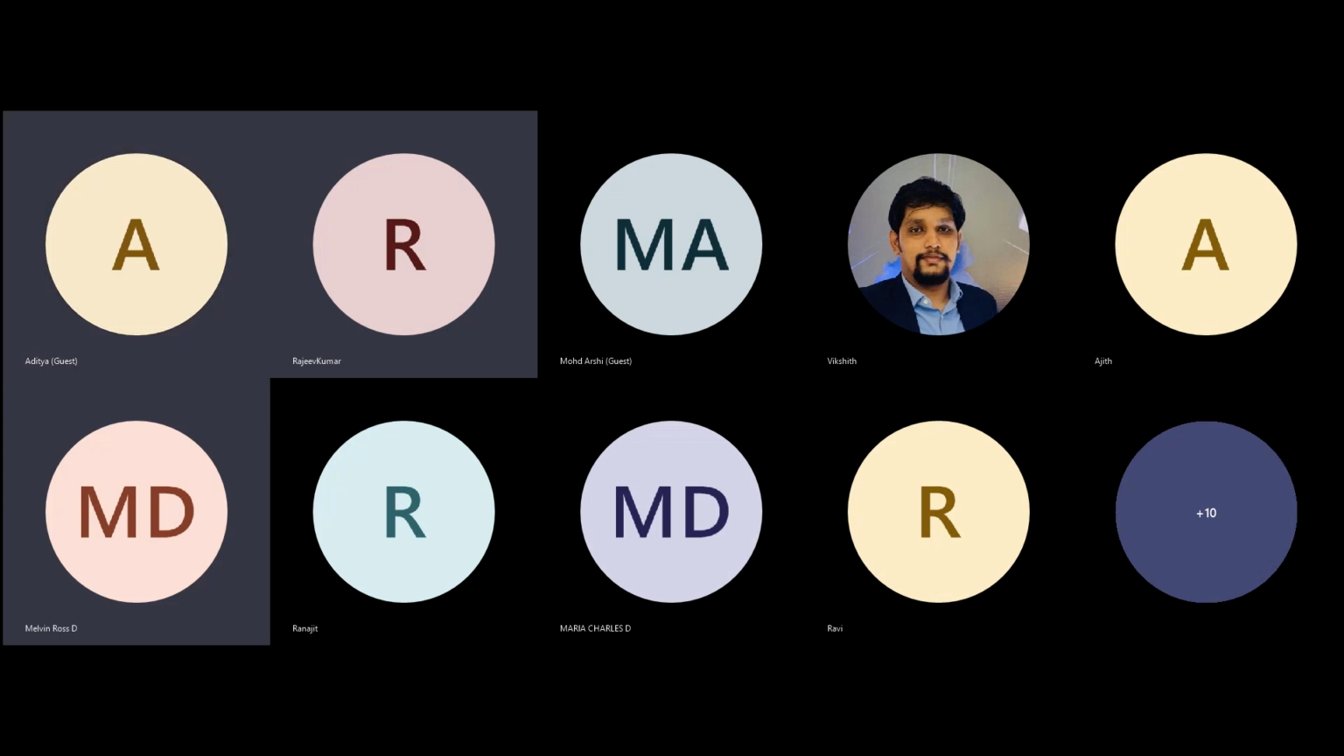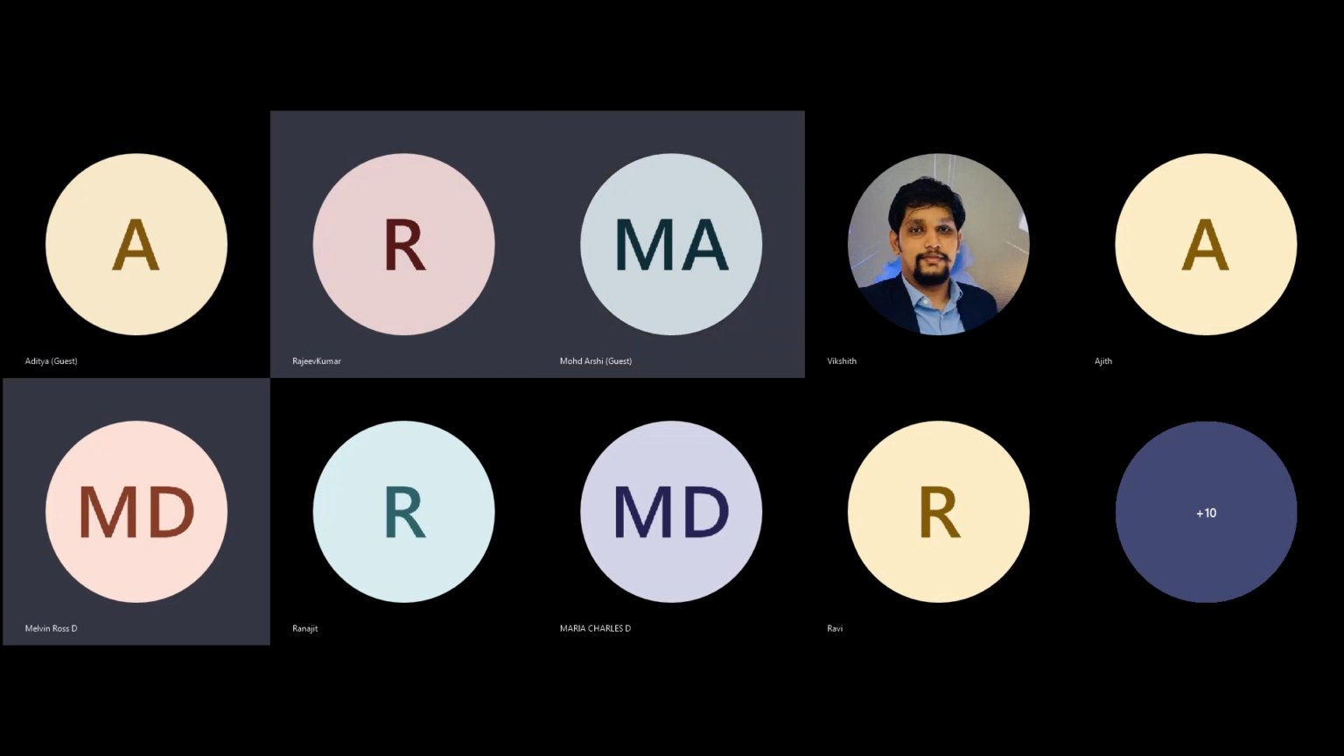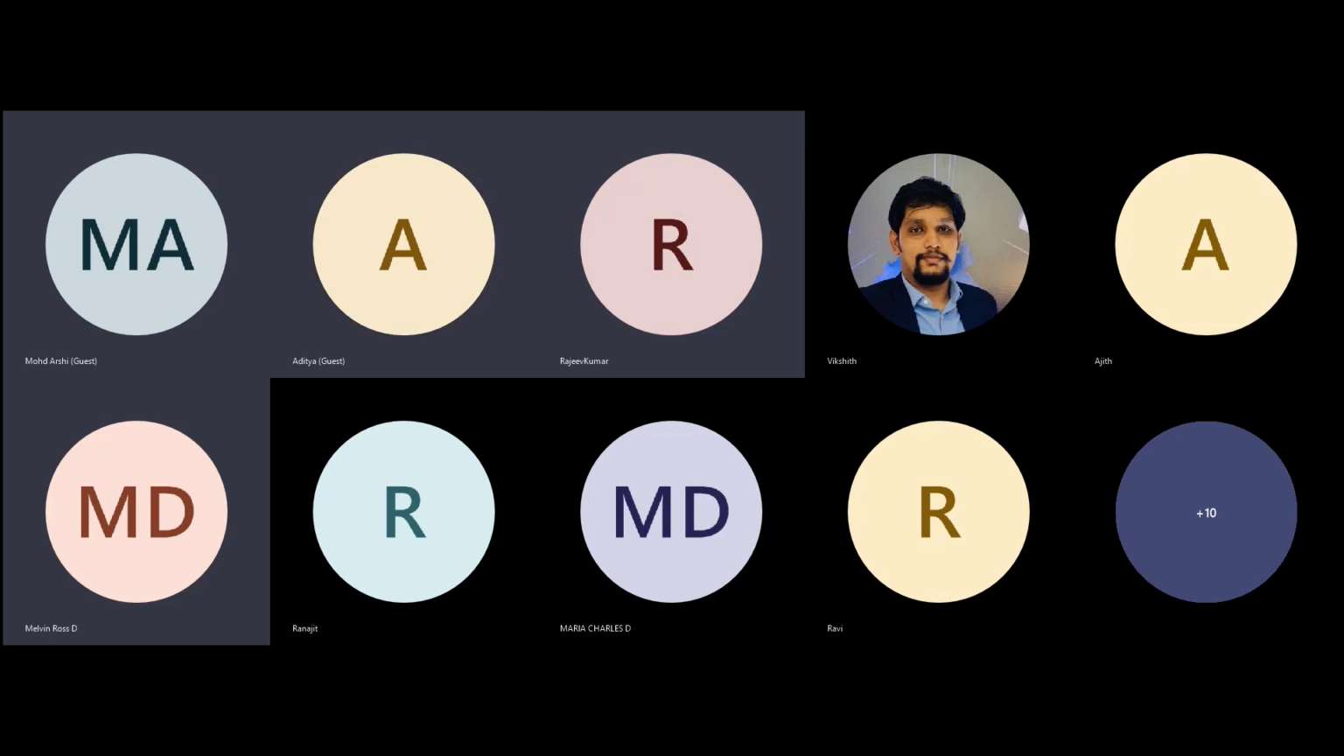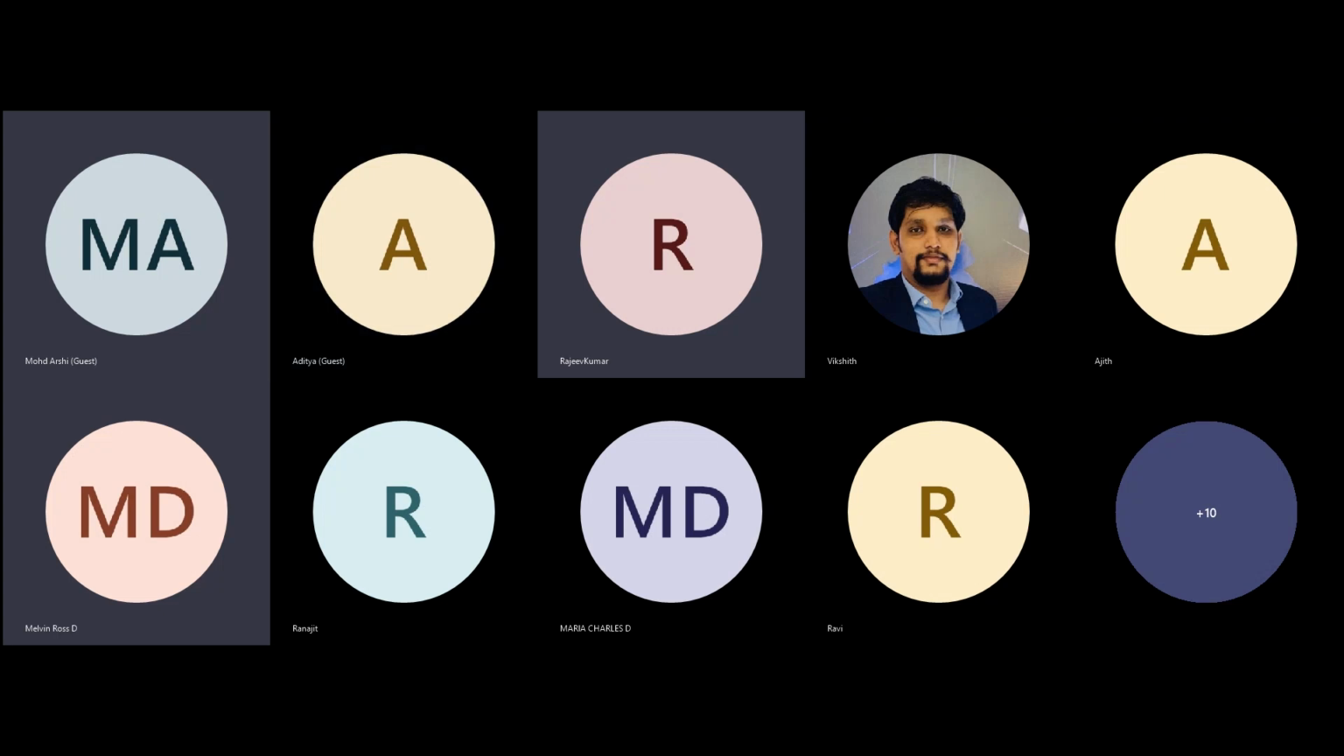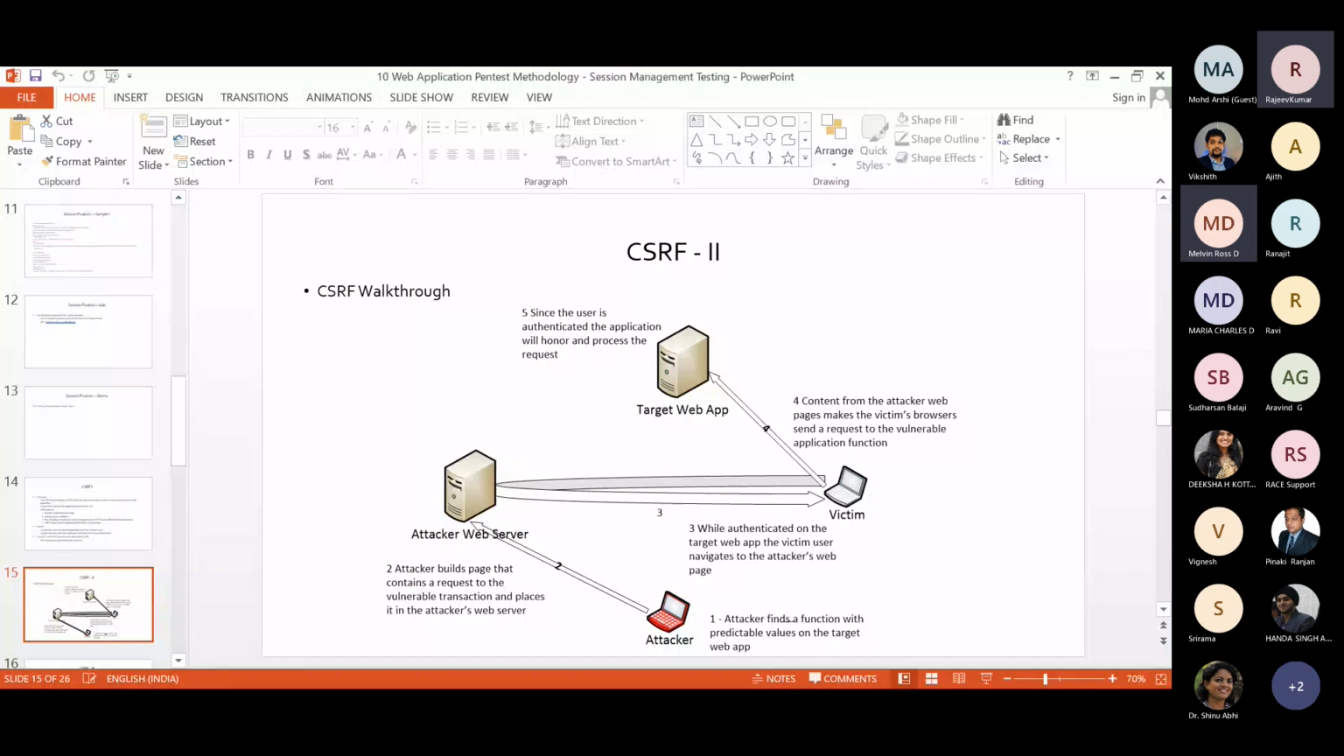So let's come to image number 1, which says attacker finds a function with predictable values on target web app. Are you sharing something, sir? Are you able to see my screen? No. Can you see it now?